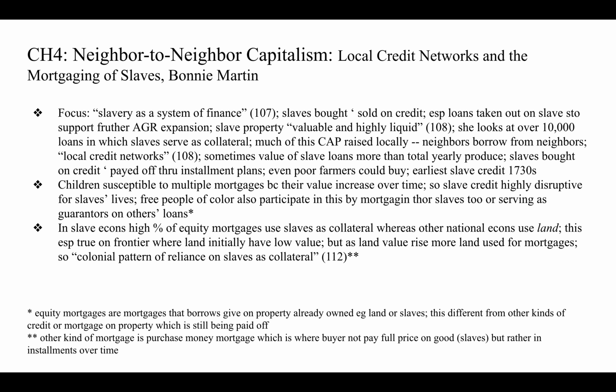Okay, Chapter 4, Neighbor to Neighbor: Capitalism, Local Credit Networks, and the Mortgaging of Slaves. In this chapter, Bonnie Martin focuses on slavery as a system of finance.